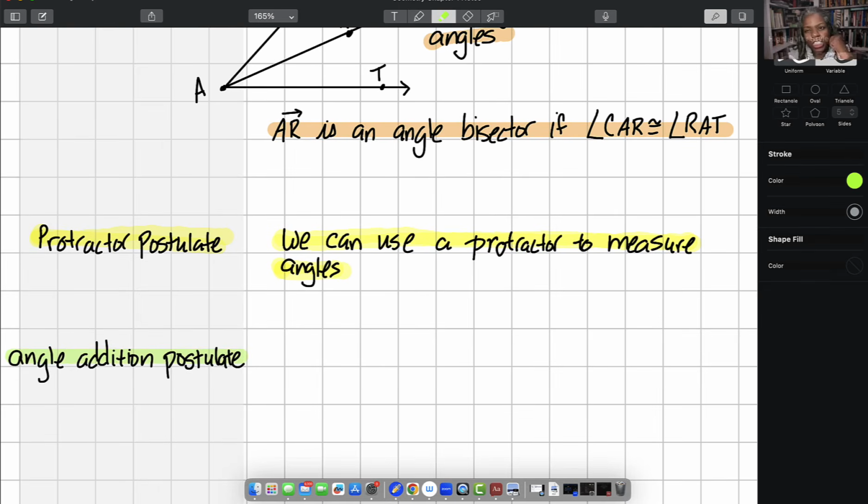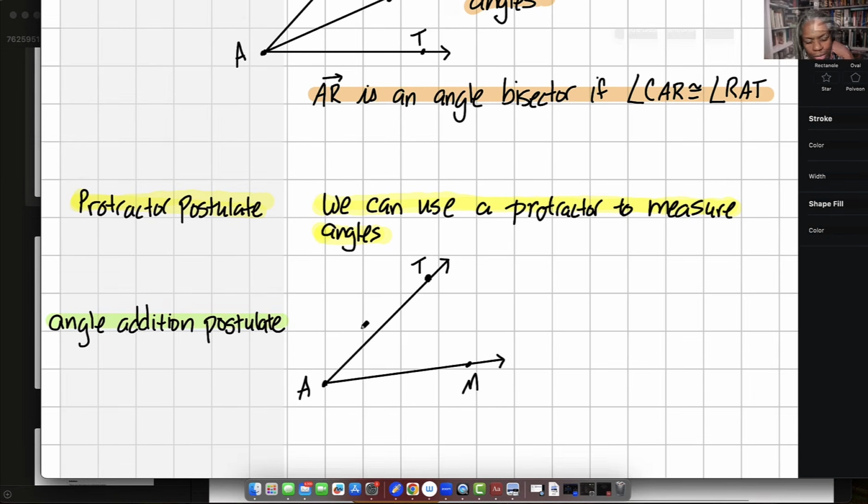The angle addition postulate is kind of like the segment addition postulate. So here's the angle addition postulate in a nutshell. Given an angle TAM, if you have some point H that is inside the angle, in the interior of the angle, then you can say this is true all the time. Given this angle with a point inside, you can say the following.